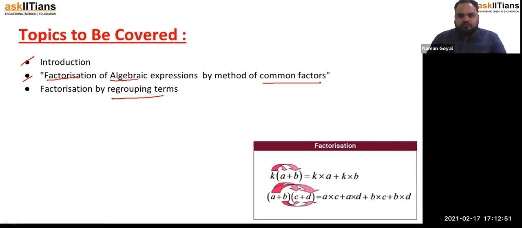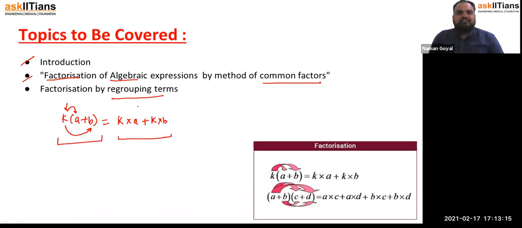If you see here, we can write k into (a plus b). Now see how we do this. We just distribute k over a and b. k is multiplied with a, then k is multiplied with b. So we get k into a plus k into b. When you write this form, it is the expanded form, it means you expand that term. And when you want to write this form back as the earlier form, the process is known as factorization.